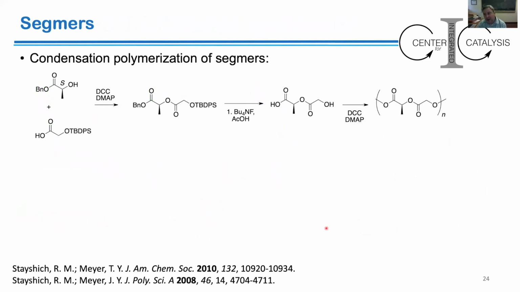So people have been thinking about other ways to make sequence control polymers. And here's one of my favorites. It's called Segmers, also from Tara Meyer's group.